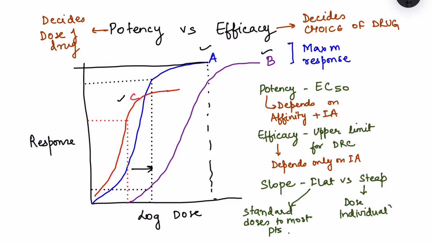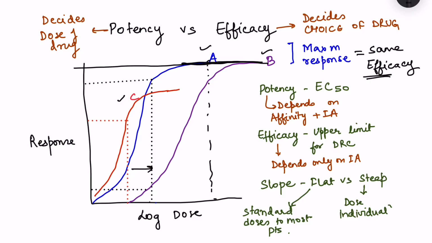But if we compare drug A and drug B, the maximum response is the same for both drug A as well as B. So if two drugs have the same maximum response, that means they have the same efficacy. Okay, so A and B have the same efficacy. So what is efficacy? Efficacy is how much response is occurring, the maximum response we are seeing. If it is the same, then the drugs have the same efficacy.